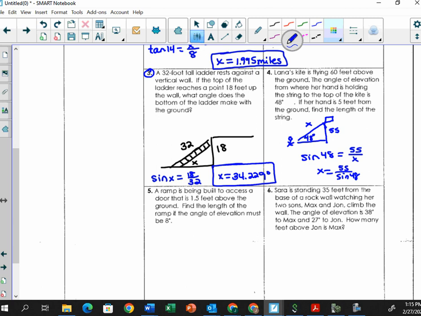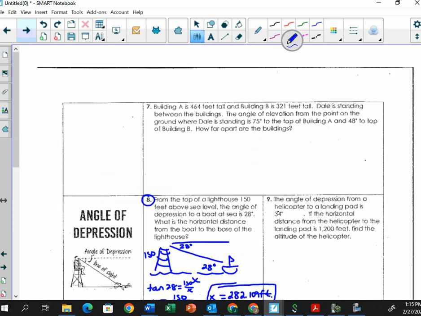Did we get 74.010? Kind of weird with the rounding. And then it says her hand is 5 feet above the ground. She's not holding it with her foot while she flies it, okay? I know, it's weird. All right, guys, we got to keep moving to a couple of angle of depression problems.